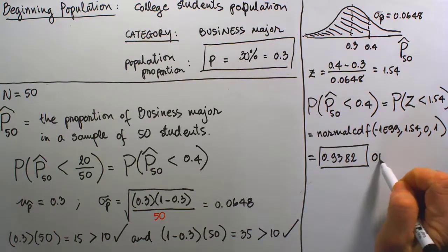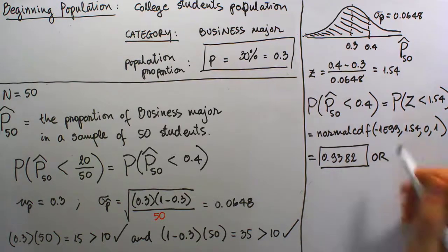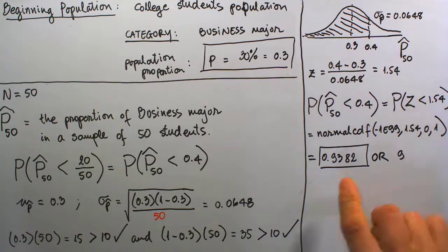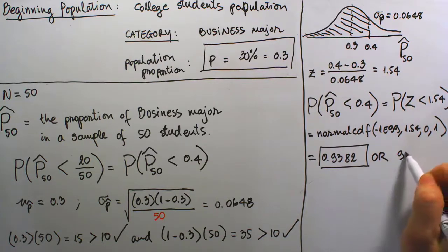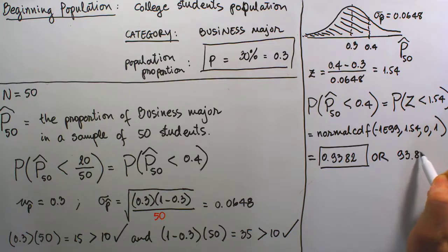Or to make it easier, you can put this as a percentage. So this probability is reflecting about a 93.82% chance.